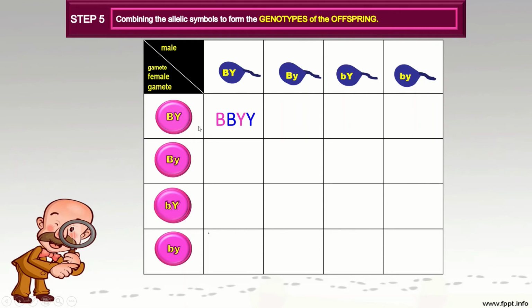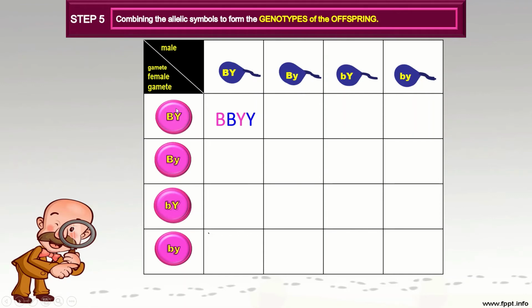Now take note, I did not place there BY, though it can be correct. However, it will just be confusing when we are going to interpret. So better we just cluster the same trait, the same allele representation, so it's easier for us to interpret. You will know the logic as we go to step 6.